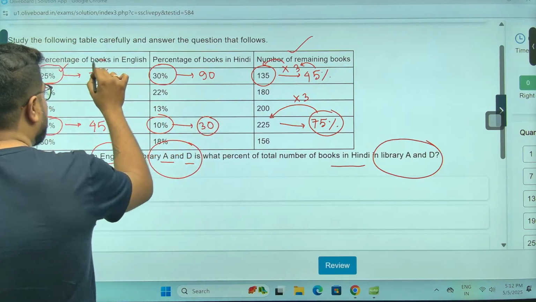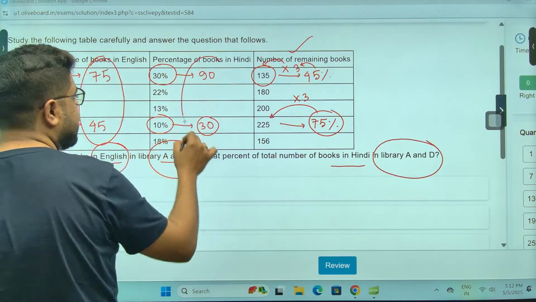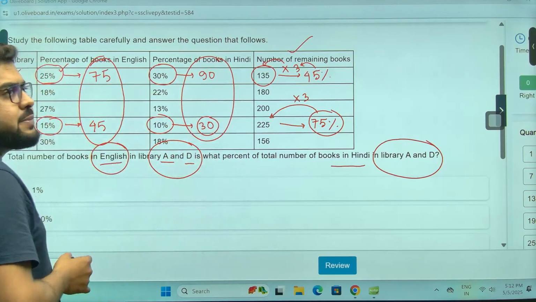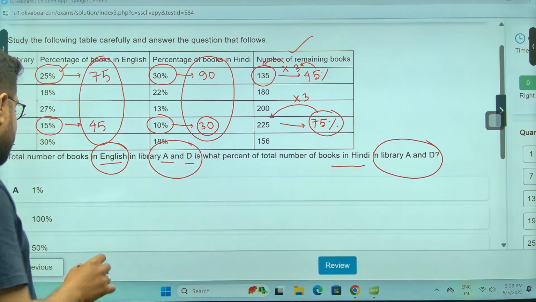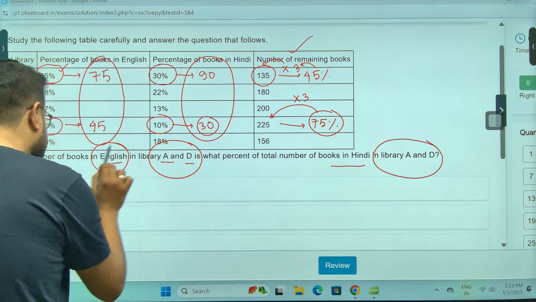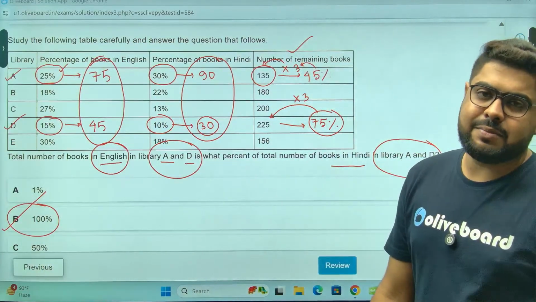So they are asking total A and D. English books are 75, Hindi books are 45, sir. 120 is what percentage of 120? So the answer is option B, 100%. Any number is 100% of that very number.